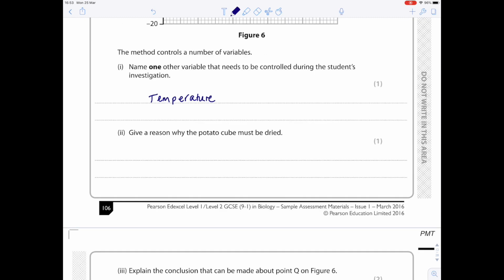Give a reason why the potato cube must be dried, and that's because you don't want any excess water on it, as that would give an inaccurate reading for the mass.